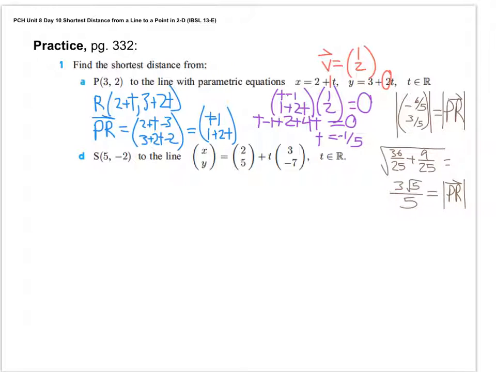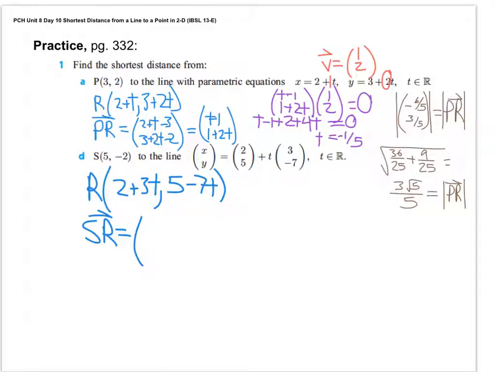All right, for time's sake, how did you guys start? Right. So we made R, the x coordinate is 2 plus 3t, and the other one was 5 minus 7t. And then we did the vector SR. So that was 2 plus 3t minus 5 for the x coordinate, and 5 minus 7t plus 2 for the y coordinate, which equals 7 minus 7t.